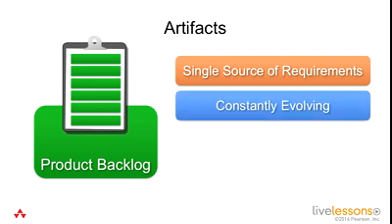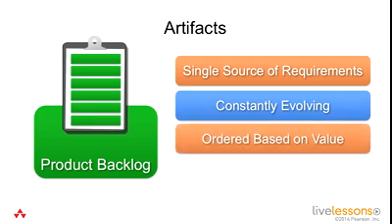It is also constantly evolving. Agile is supposed to embrace change, so things are going to change. And if our products are going to change, then the backlog of requirements is going to change as well. And ordered based on value. Now we'll talk more about what we mean by value later, but mainly it means the value to the company. So things that are more valuable, we should do those first. Things that are less valuable, we'll do those later, if at all.